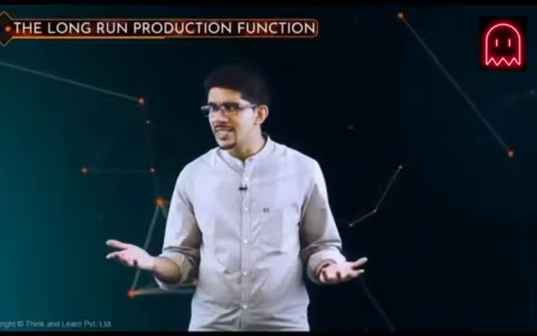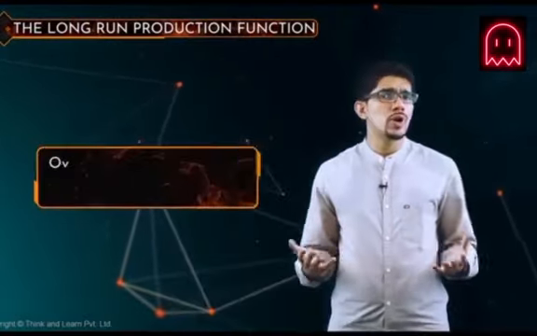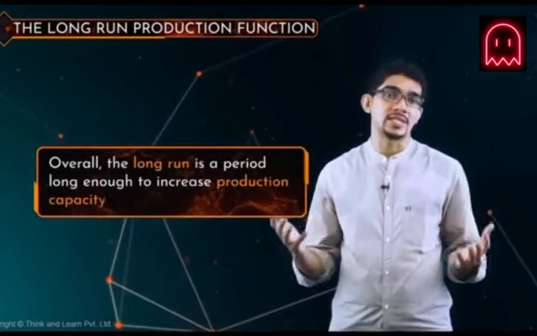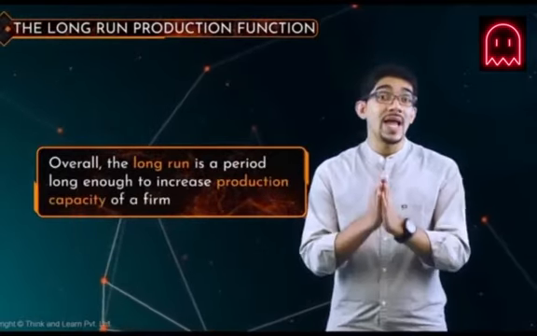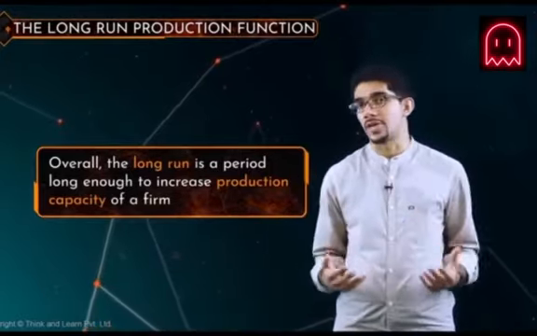So as we can see, long run and short run are relative and depend on the type of production under consideration. Overall, the long run is a period that is long enough to increase production capacity of a firm. The plant size can be changed, more and more plants can be installed, etc. in the long run. Thus, what is a fixed factor during the short period becomes the variable factor over the long period. When both the factors are variable, the long run production function can be written like this.